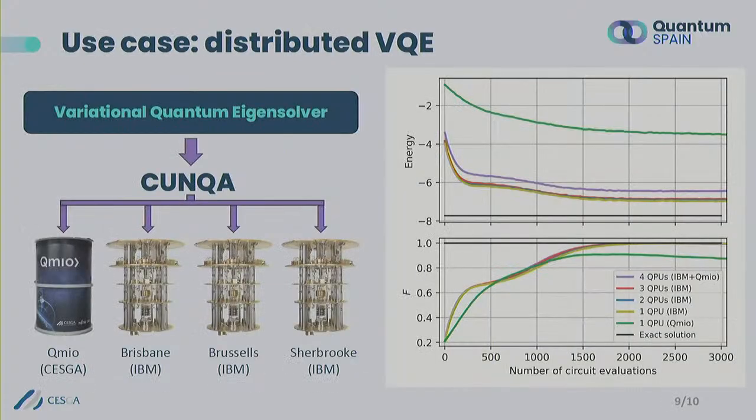I actually have a use case for my master thesis, which is the distribution of the variational quantum eigensolver. And I simulated 3 IBM machines together with Qmio, the quantum computer at CESGA. And I actually got really nice results. You can check out my poster tomorrow if you have further questions.